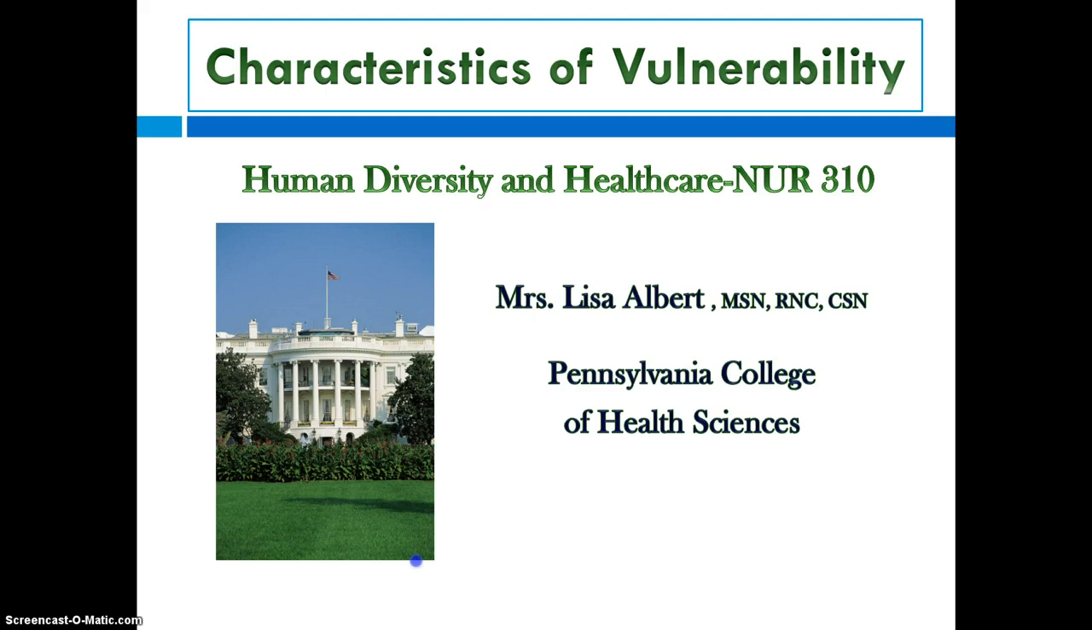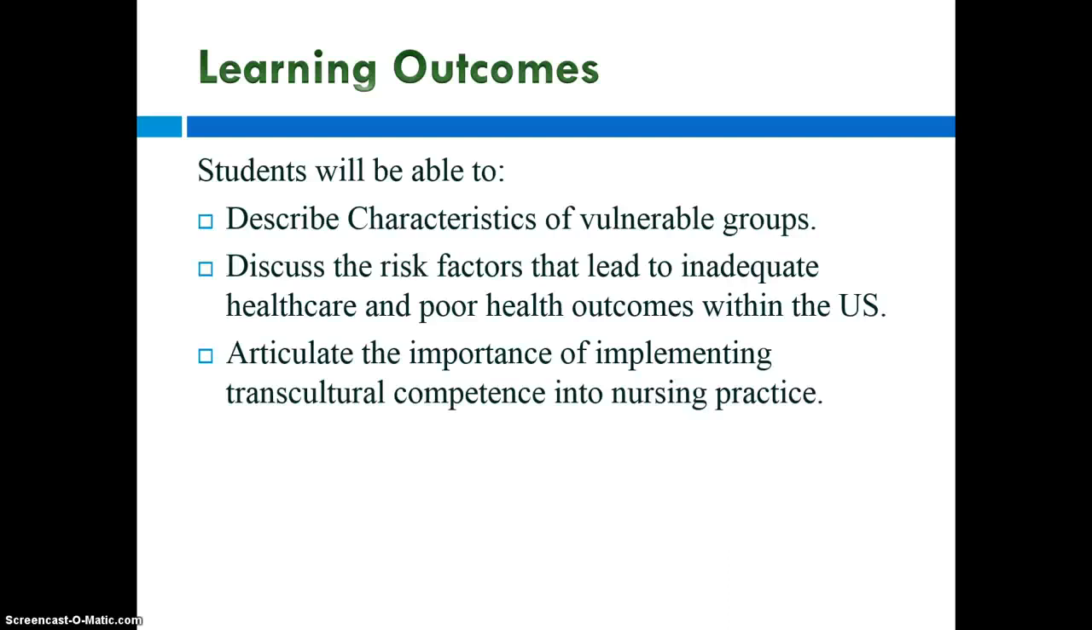The learning outcomes for this module are to describe the characteristics of vulnerable groups, to discuss the risk factors that lead to inadequate health care and poor health outcomes within the U.S., as well as to articulate the importance of implementing transcultural competence into nursing practice. And you will see that this is part one of two videos. The second video will focus on that third outcome.